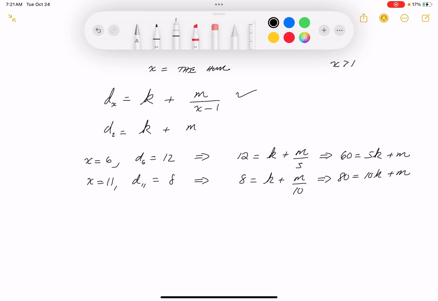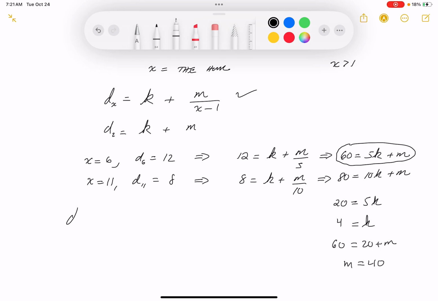Well, I think I can figure out M and K, although maybe I don't really want to know that, but I can figure this out pretty rapidly. With 2 equations and 2 unknowns, just subtract them. So 80 minus 60 is 20, 10K minus 5K is 5K, and M minus M is 0. So what do I get over here? K is equal to 4. I'd like to know what M is too, so I'll pick this equation. You get 60 equals 5 times 4, which is 20, plus M, so M would be 40.